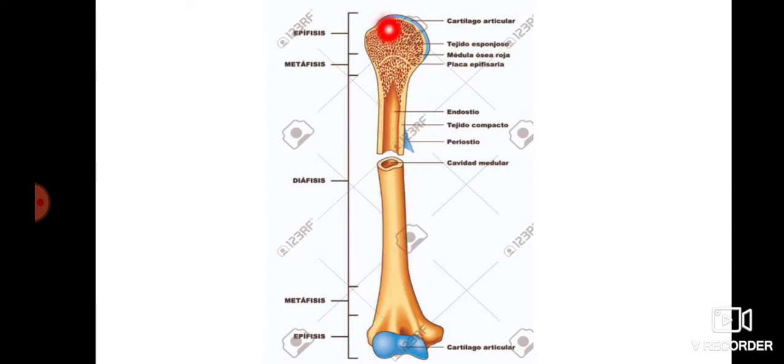Between epiphysis and diaphysis, there is a site called the metaphysis. Here also a metaphysis is present. So metaphysis is a junction between epiphysis and diaphysis. Metaphysis is a site of bone growth. Inside this you can see the marrow cavity. The wall of the marrow cavity is compact bone. So these are the parts of a long bone: epiphysis, diaphysis, and metaphysis.